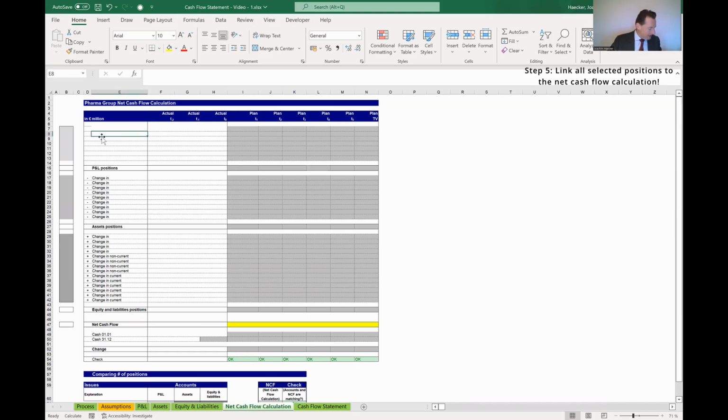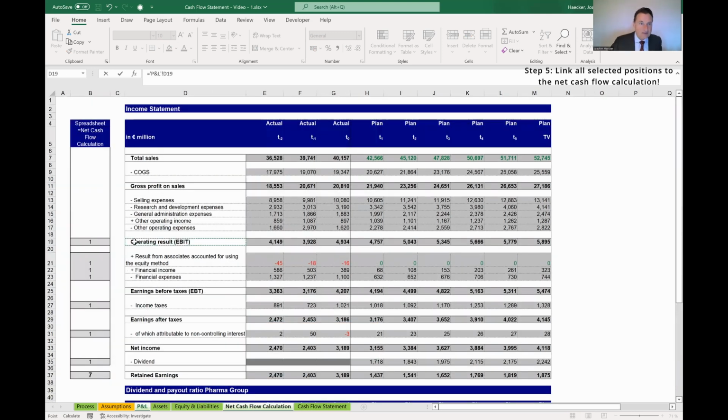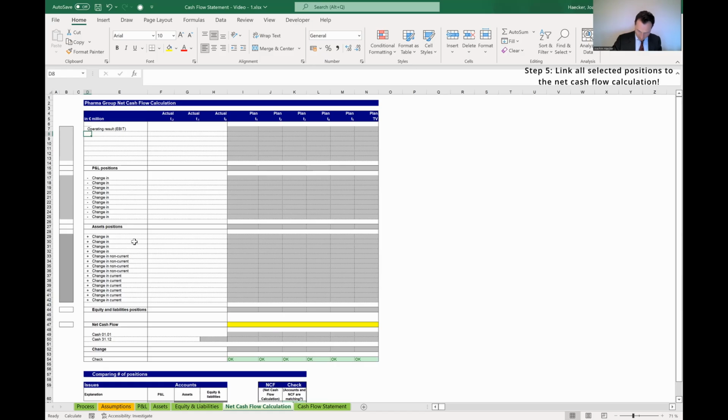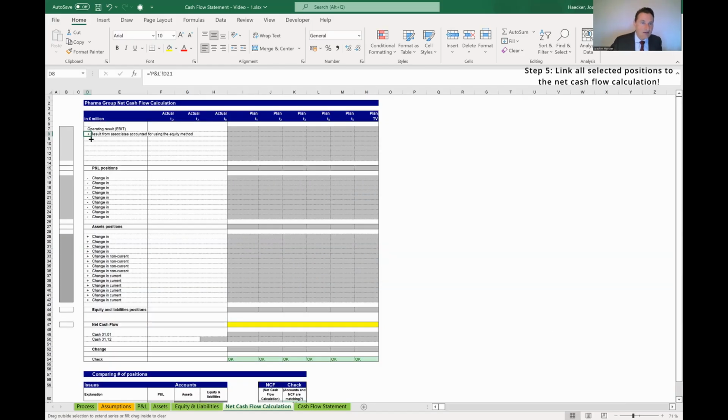Step number 5, link all selected positions to the net cash flow calculations. So what are we doing now? Well, we start with the EBIT, the operating result, which is here. Just link it. And then we come up with the result from associates. We can pull that down, 1, 2, because then we come up with the financial income, the financial expenses.